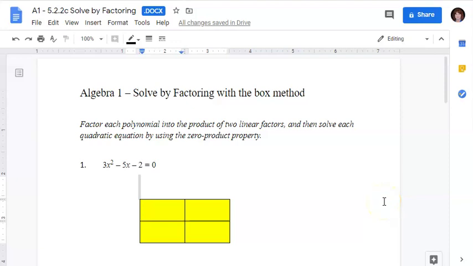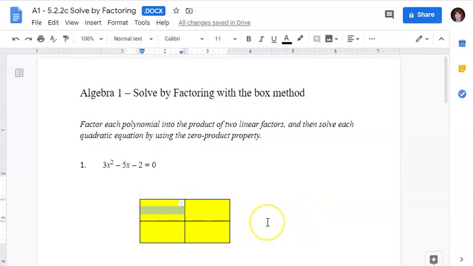This is Algebra 1, and today we will be solving quadratic equations by factoring. To factor the polynomials into the product of two linear factors, we are going to be using the box method, and then the zero product property by setting each of our factors equal to 0.